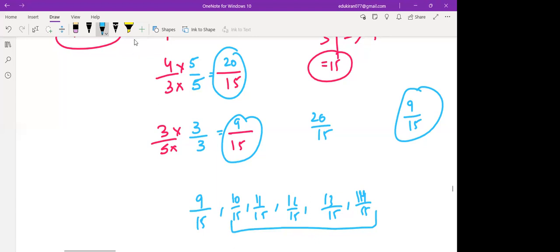Yes, ma'am. Yes. Naisha, you also got it? Ma'am, we learned the same thing last year also, right? In sixth standard. Yes.